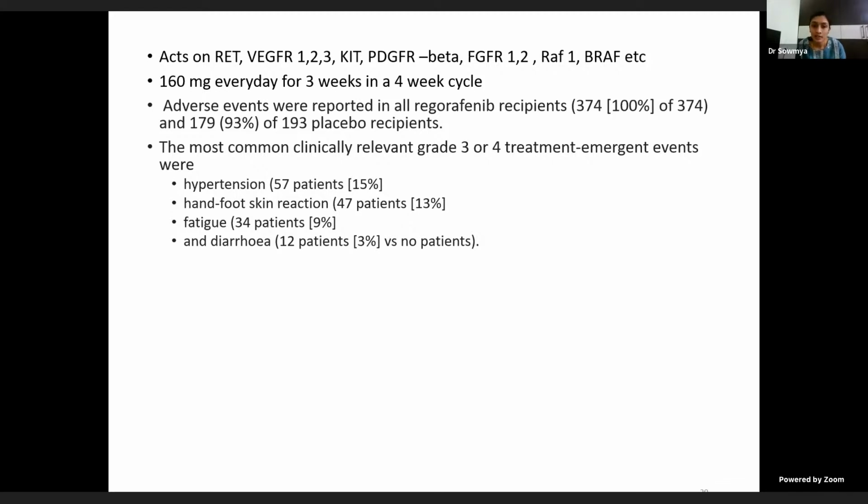The adverse events were reported in almost all the regorafenib recipients in the RESORCE trial. That is 374 patients, 100% of these patients, versus 179 patients in the placebo arm. The most common clinically relevant grade 3-4 treatment emergent adverse effects were hypertension, which was seen in 57 patients, that is 15% of the treatment group, hand-foot skin reaction, fatigue, and diarrhea.